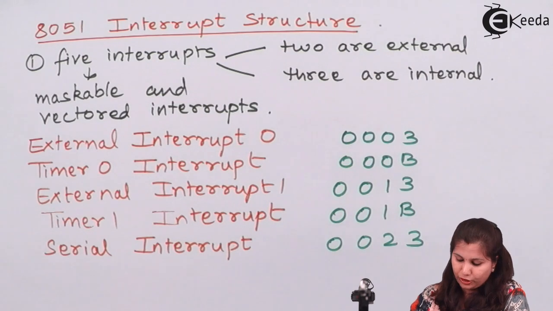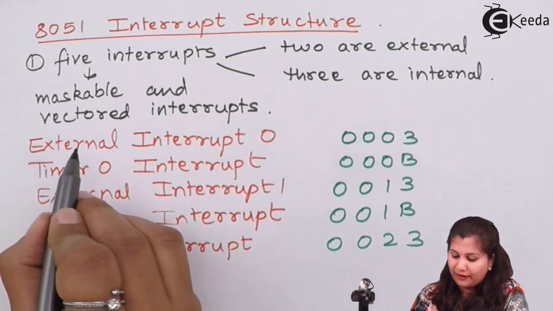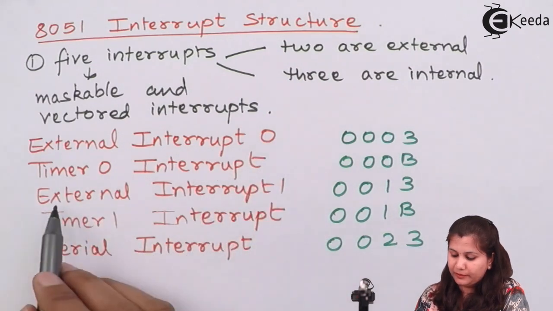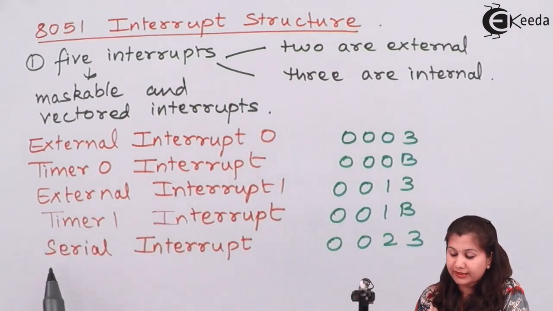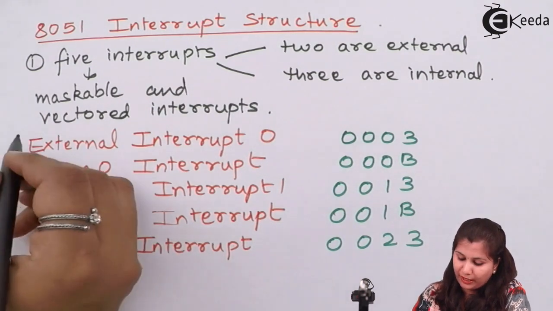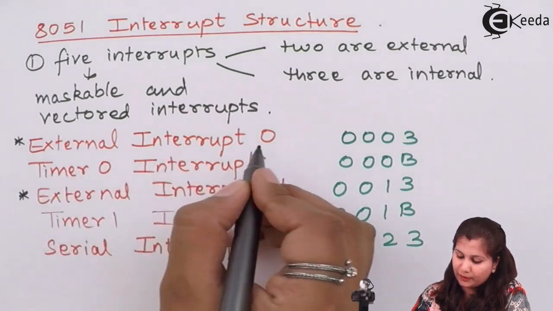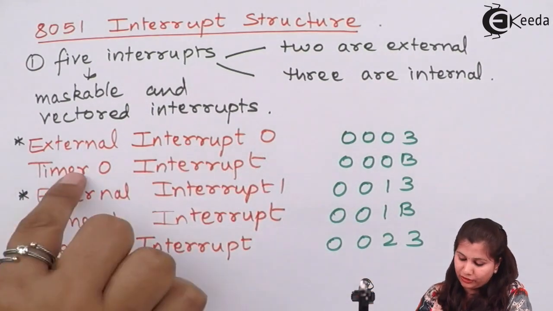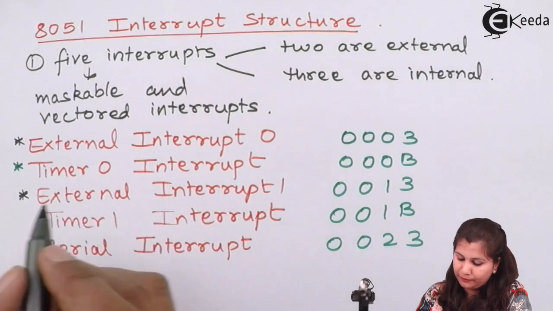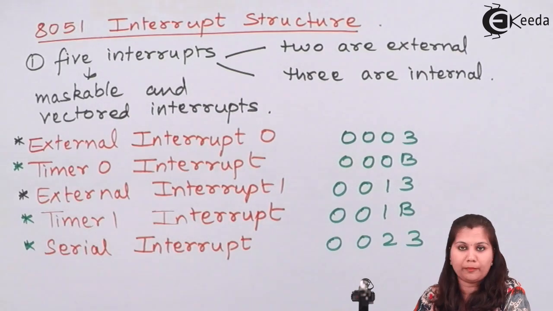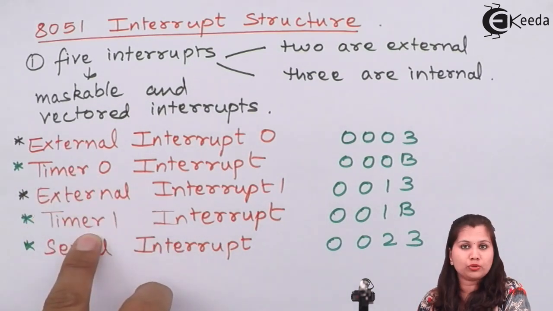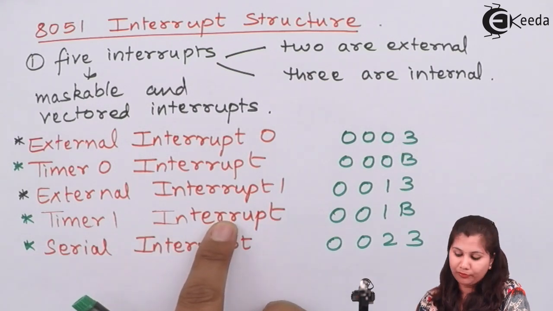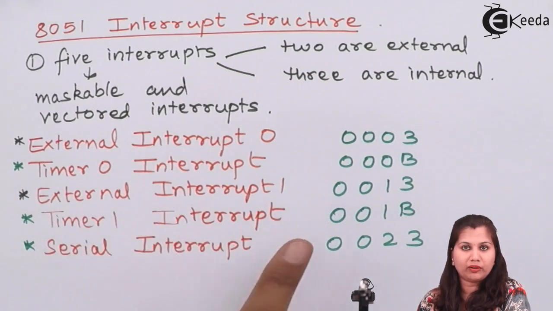So these are the 5 interrupts of the 8051. First we have external interrupt 0, timer 0 interrupt, external interrupt 1, timer 1 interrupt, and serial interrupt. Out of these 5 interrupts, we have 2 external interrupts, that is external interrupt 0 and external interrupt 1, and we have 3 internal interrupts, that is timer 0 interrupt, timer 1 interrupt, and serial interrupt. These interrupts are generated by the internal peripherals like the timers and the serial port. In 8051 we have 2 timers, timer 0 and timer 1. Both timers can generate an interrupt also, so for them we have timer 0 interrupt and timer 1 interrupt.